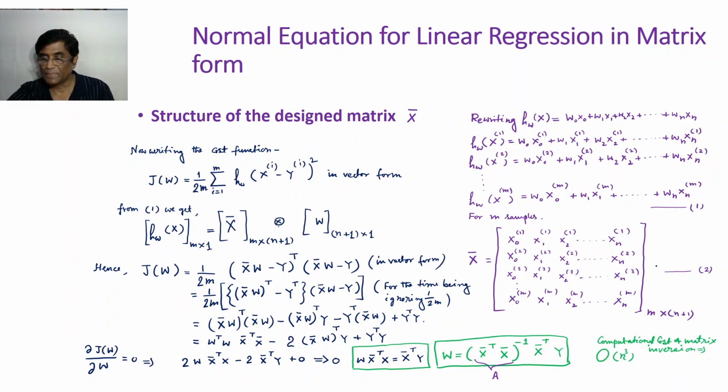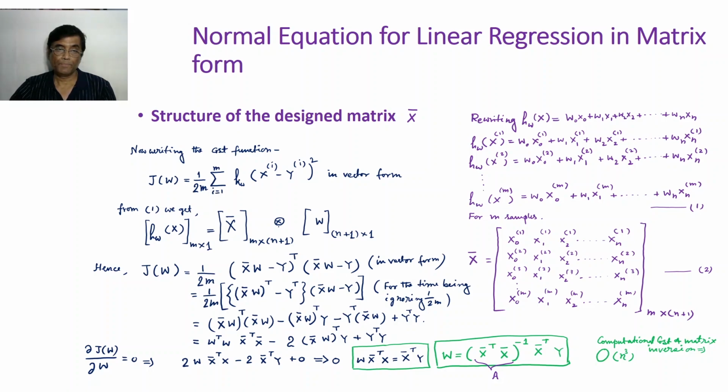Because when you multiply it by w, you will get m cross 1. See, m cross n plus 1 times w, which is the parameter vector, is n plus 1 cross 1. So this is a vector. By this time, all of you know the difference between matrix and vector. Vectors are actually column matrices, so it has only one column. So far so good.